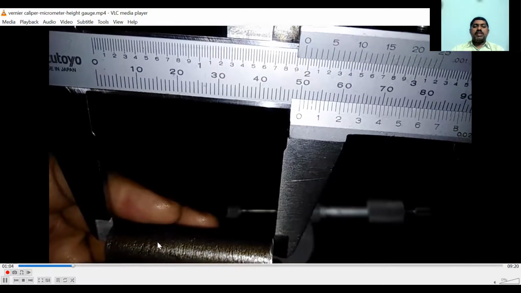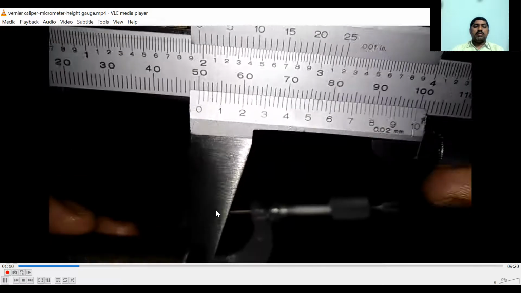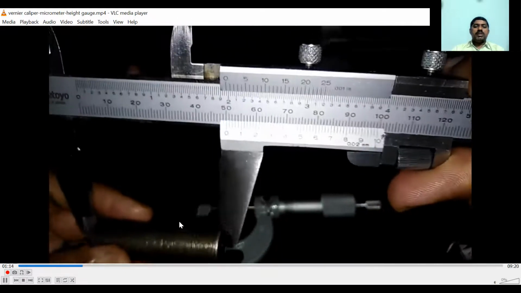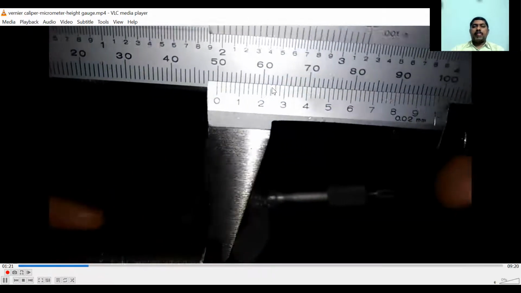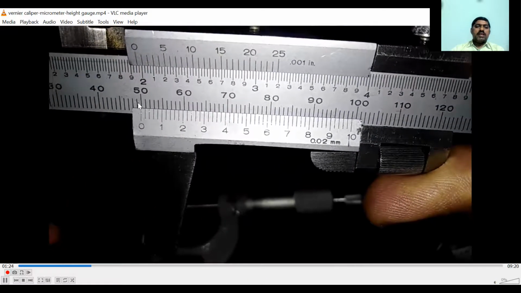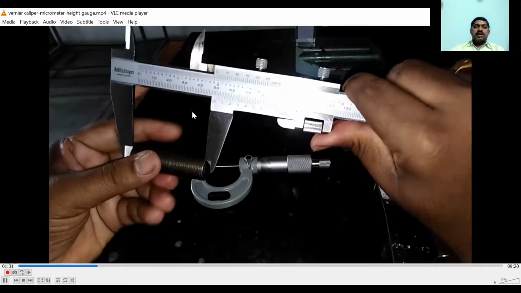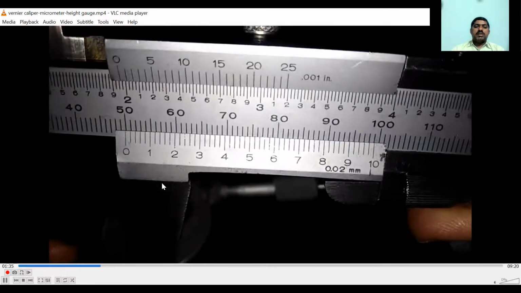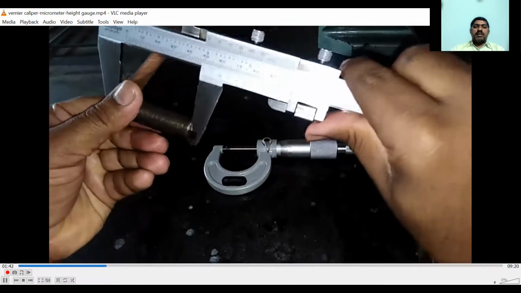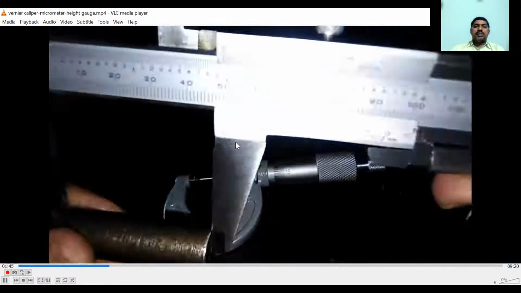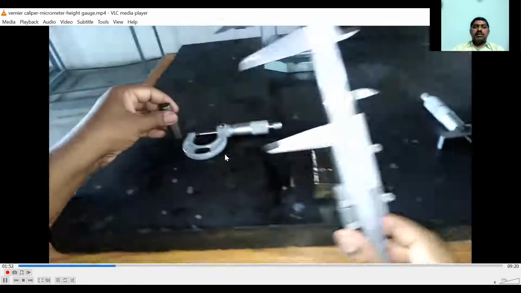Here the workpiece is placed in between the two jaws, that is the fixed jaw and the mobile jaw. Now we are changing the position of the workpiece between the two jaws, and we are taking the reading again. In the second case also we got 50. 50 is the main scale division. We change the position of the workpiece and again take the main scale reading and the vernier scale reading. This procedure will be repeated 4 to 5 times, and then we will take the average.